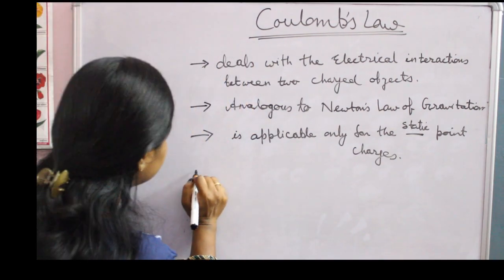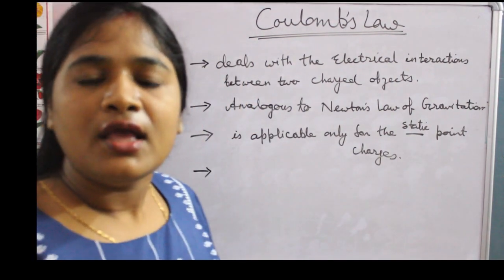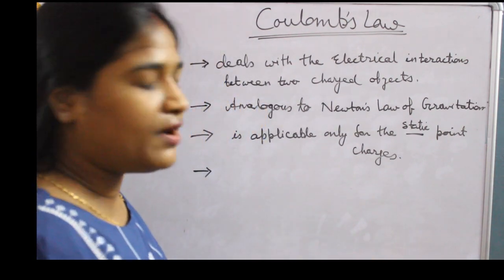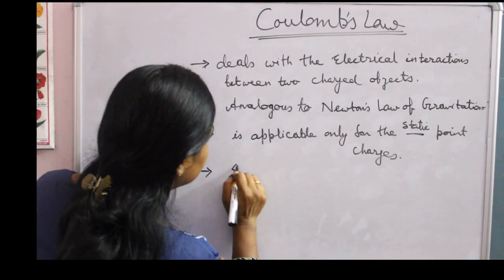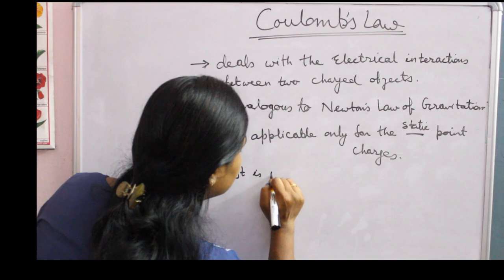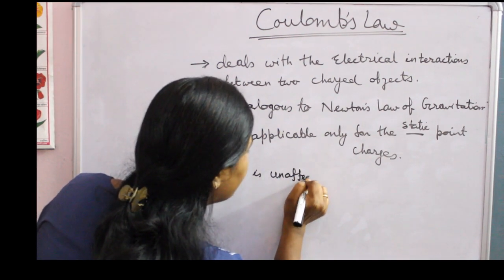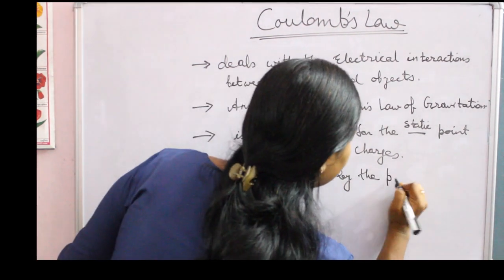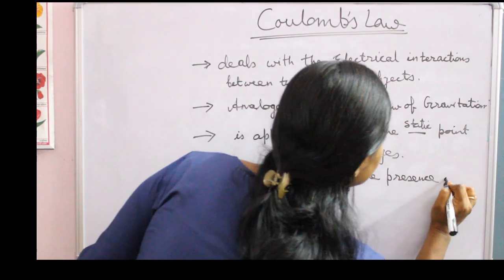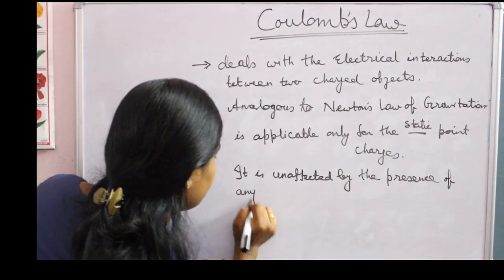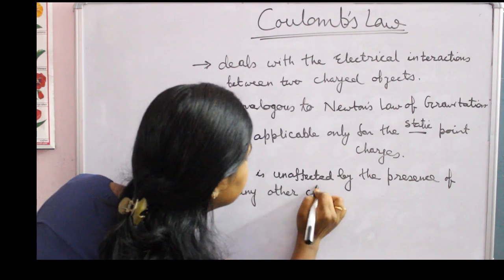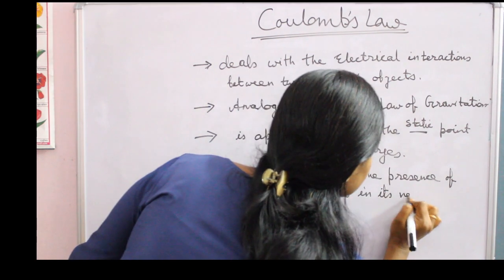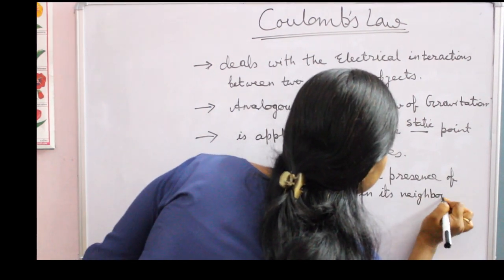Now the fourth point is Coulomb's force. Electrostatic force is unaffected by the presence of any other charges in the neighborhood. Coulomb's force is unaffected by the presence of any other charges in its neighborhood.